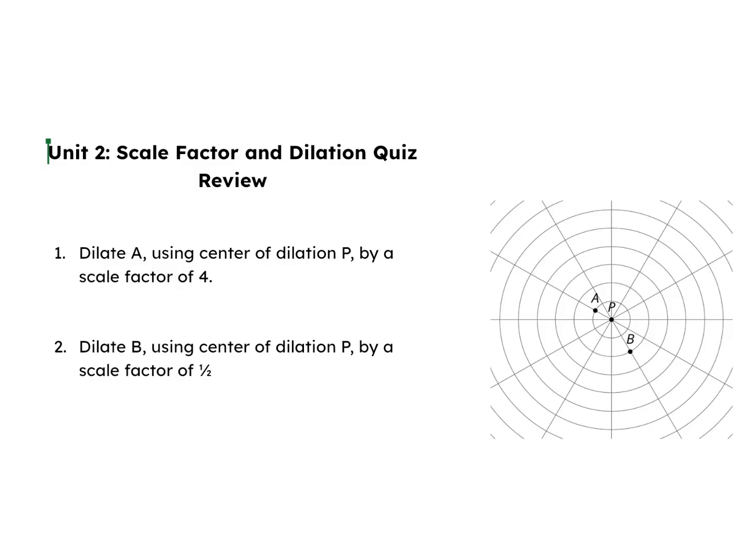Here is your Unit 2 Scale Factor and Dilation quiz review. For number 1, you're going to dilate A using center of dilation P by a scale factor of 4.